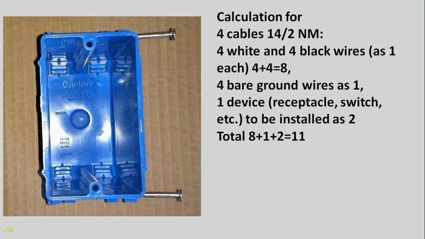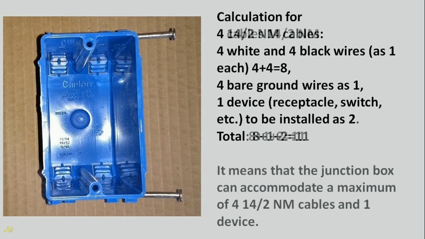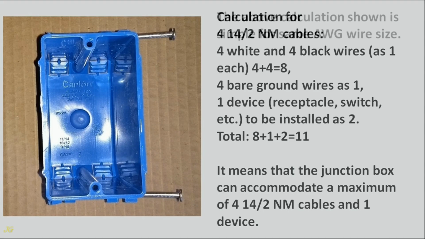Calculation for 14/2 NM cables: 4 white and 4 black wires, counted as 1 each, 4 plus 4 equals 8. 4 bare ground wires counted as 1. 1 device, receptacle, switch, etc., to be installed, counted as 2. Total: 8 plus 1 plus 2 equals 11. It means that the junction box can accommodate a maximum of 4 14/2 NM cables and 1 device.